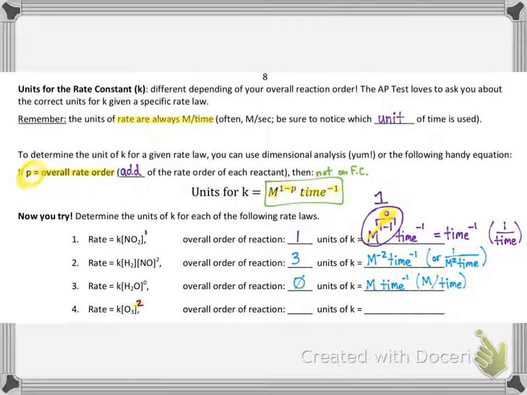Last but not least, because we fixed this last one, it ended up being second order overall. So in that case, the units of k are 1 divided by molarity times time. That's it, short and sweet.